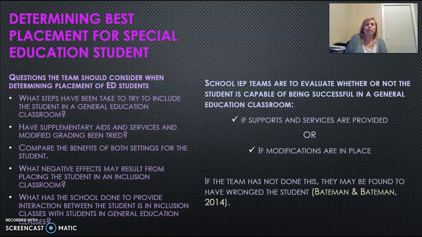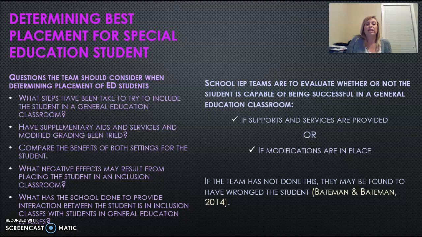Determining the best placement for special education students. These are the questions that need to be discussed when considering the placement for these students. What steps have been taken to try to include the student in general education classrooms? Have supplementary aids and services and modified grading been tried? Compare the benefits of both settings for the student.